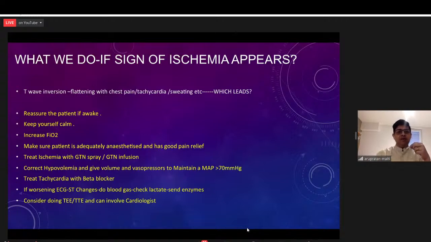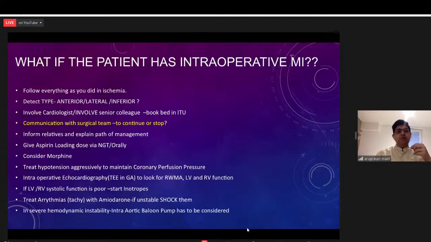Mostly esmolol is used. If there is still worsening in the ECG changes, and ST changes start happening, then do a blood gas, check lactate, send enzymes, and consider doing an echo and involve a cardiologist. So now, what if the patient from ischemia has developed an intraoperative MI?